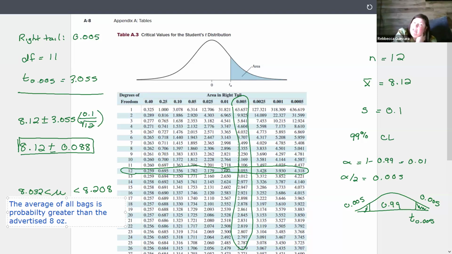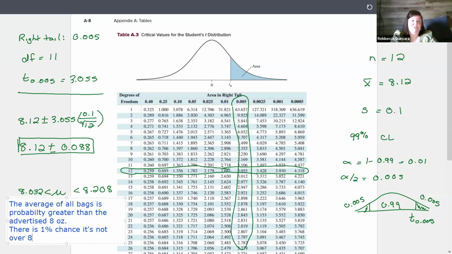So this is once again kind of touching on what hypothesis testing is telling me. The advertisement was it should be 8 ounces. My sample gets 8.12 with a standard deviation of 0.1 ounces. So once I construct this 99% confidence interval, there is a 1% chance that I'm wrong. So the average of all bags is probably greater than 8 ounces. There is a 1% chance I'm wrong, or a 1% chance it's not over 8 ounces.